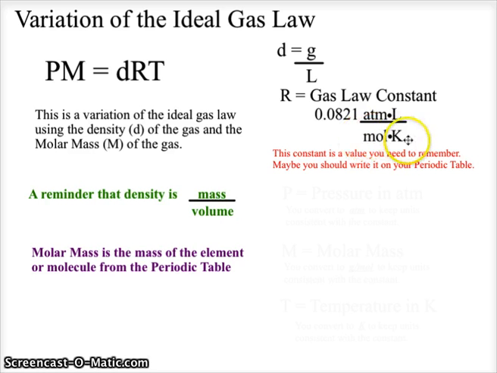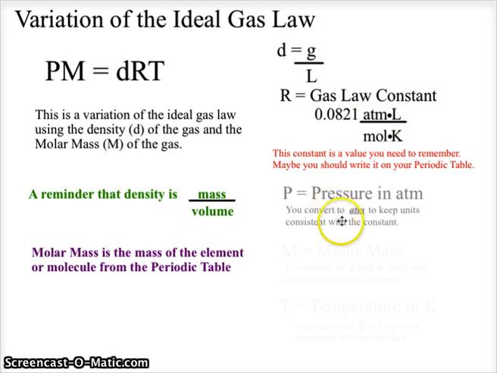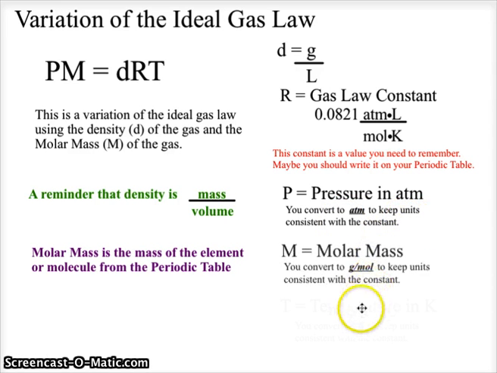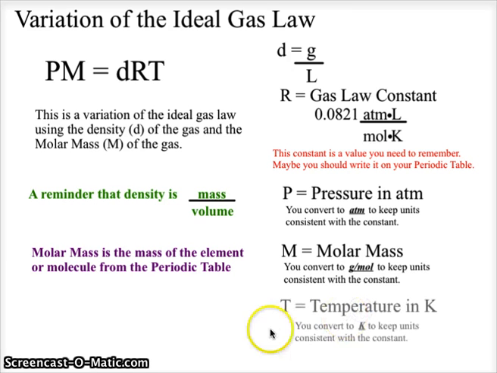Our R is the gas law constant, and that is 0.0821 atmospheres liters over moles Kelvin, and we'll actually see how that will cancel using density and the molar mass. Pressure is in atmospheres, and our molar mass is in grams per mole. And once again, whenever we use the temperature in the gas laws, we must convert to Kelvin. All Celsius temperatures are converted to Kelvin.